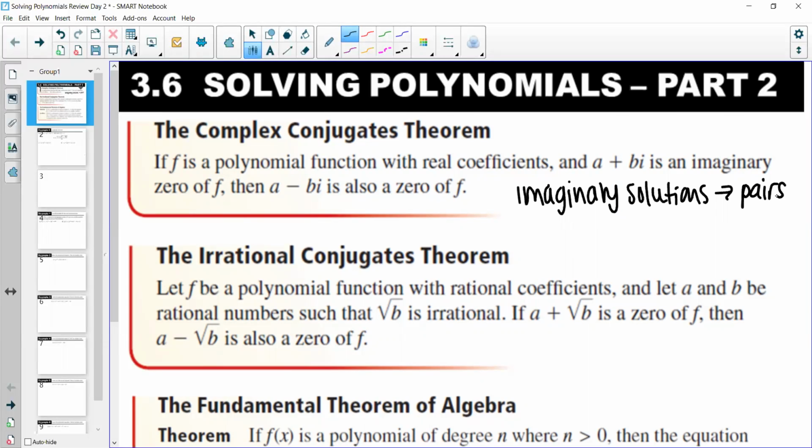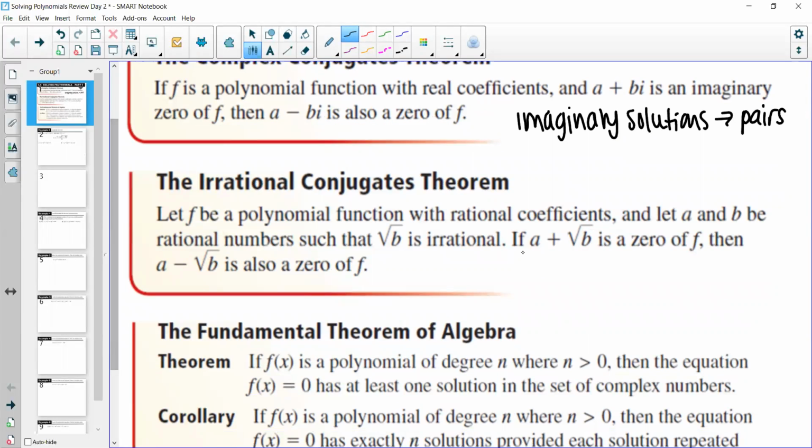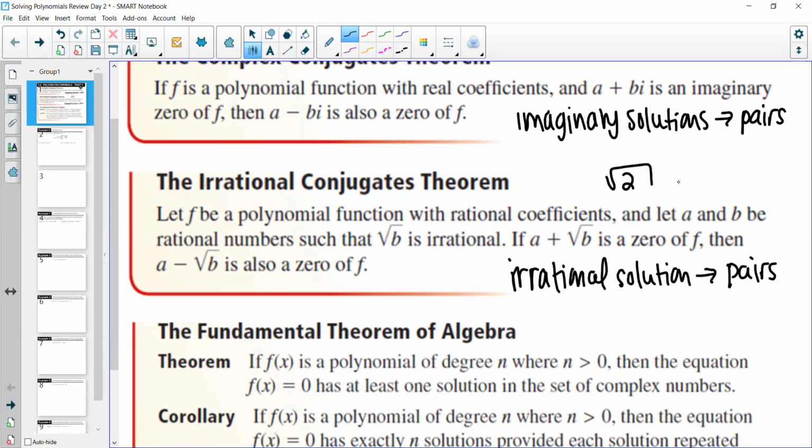Same thing with irrational ones. Anytime we have a radical here, any of those irrational solutions will also come in pairs. And so that's super important to keep in mind. So as we're solving something out, we're going to end up getting the square root of 2, but we also might end up getting the negative square root of 2. So we want to take into account both.